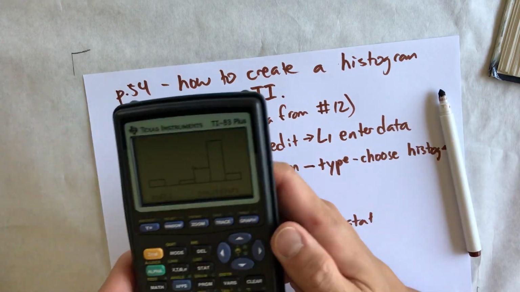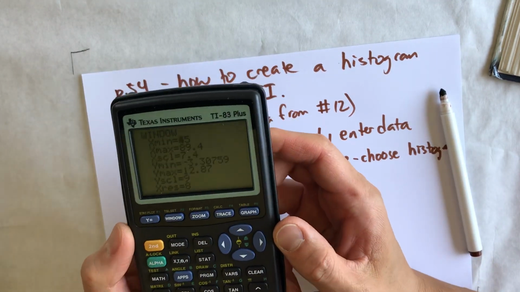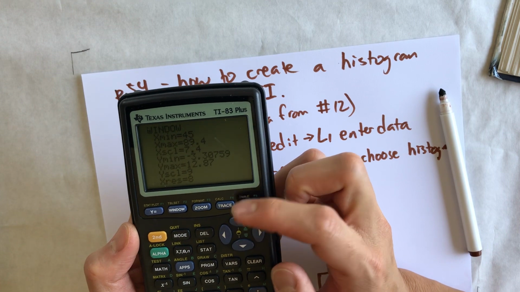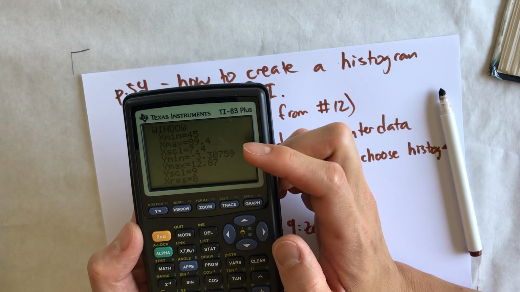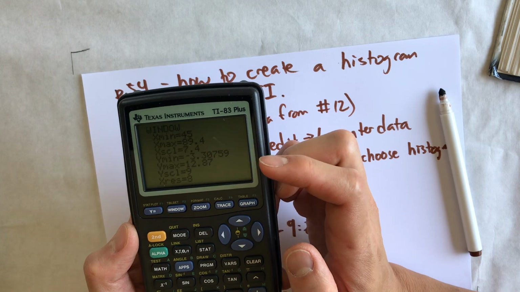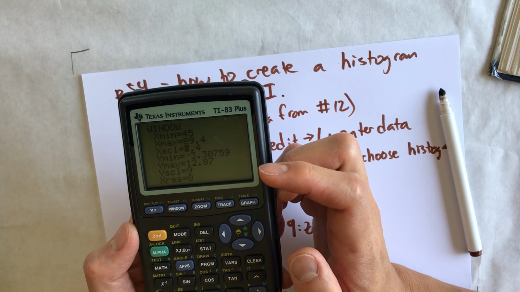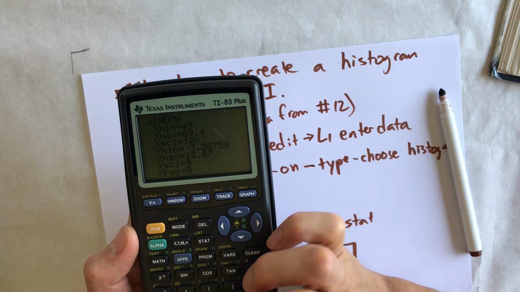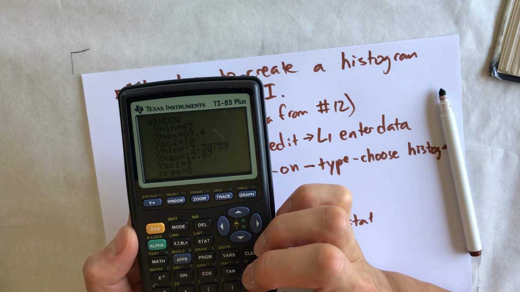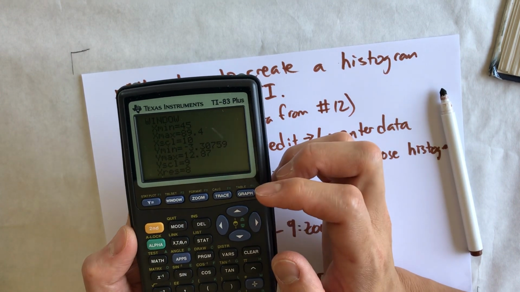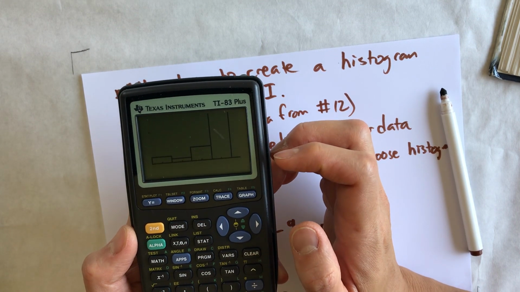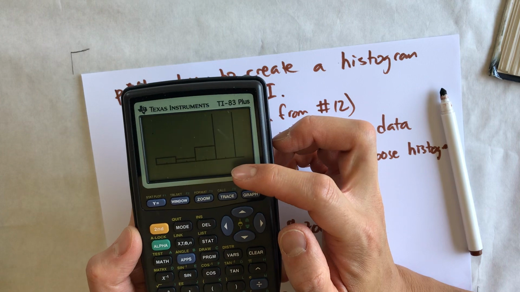So what you do is you go to Window, and then you see where it says X scale. Right now the bins are set at 7.4. The calculator just thought that was the best number, but I don't think so. So let's change our bins to 10. Where it says XSCL, change that to 10, and then go back to your graph. Now the bins have been changed to 10.